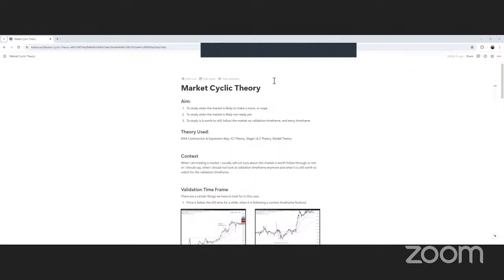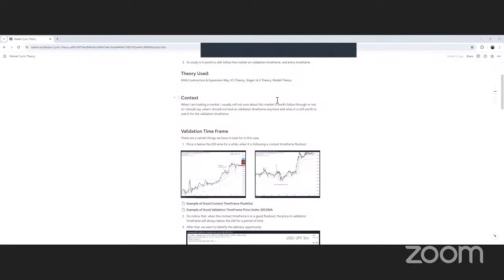Because back in the day, when I used to take a lot of entries, I was not very sure whether the market was extended or not. So I basically narrowed everything down, using the ICI theory, stage one, stage two, Wyckoff, AMA model, everything like that, to create models so that there is a cycle on repeat. That's why I call it the market cyclic theory.